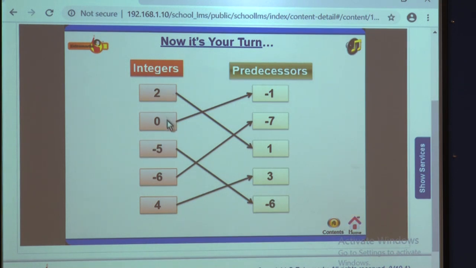I had already solved two examples and given them to you. Now, minus 5, what will be the number before it? That is minus 6. What will be the number before minus 6? That is minus 7, so the predecessor is minus 7, and that of 4 is 3.